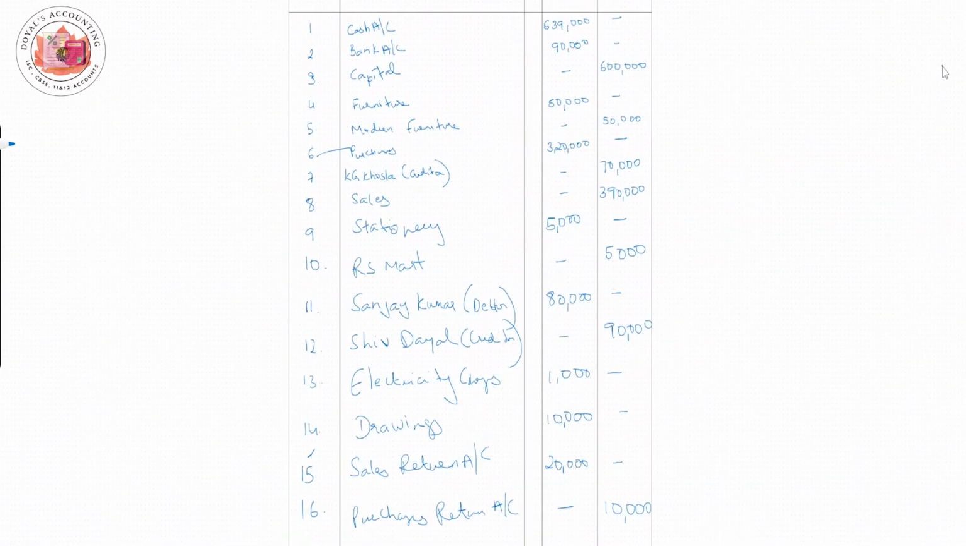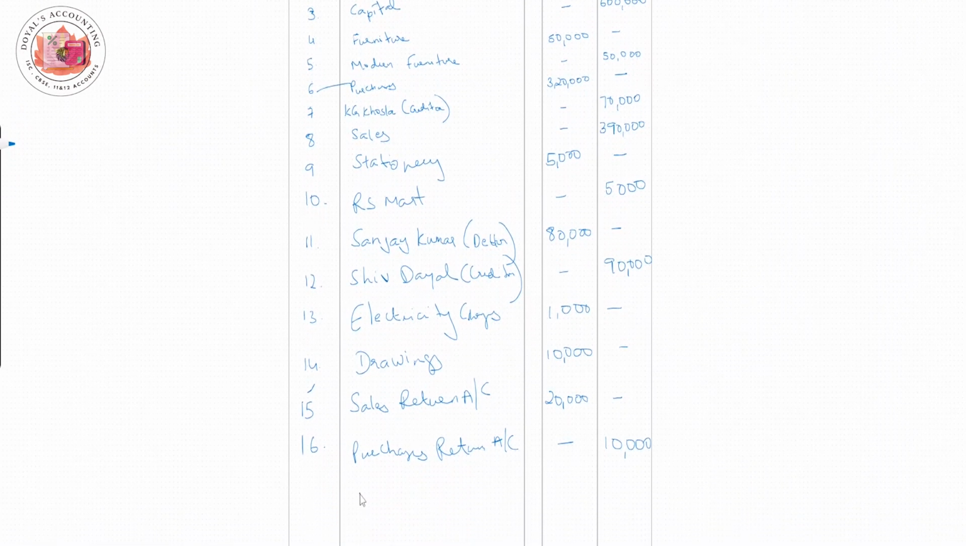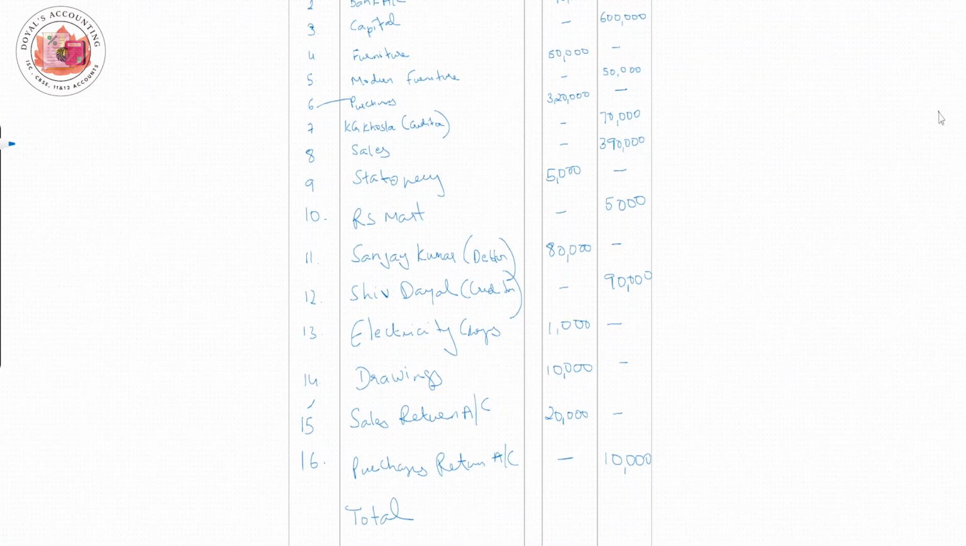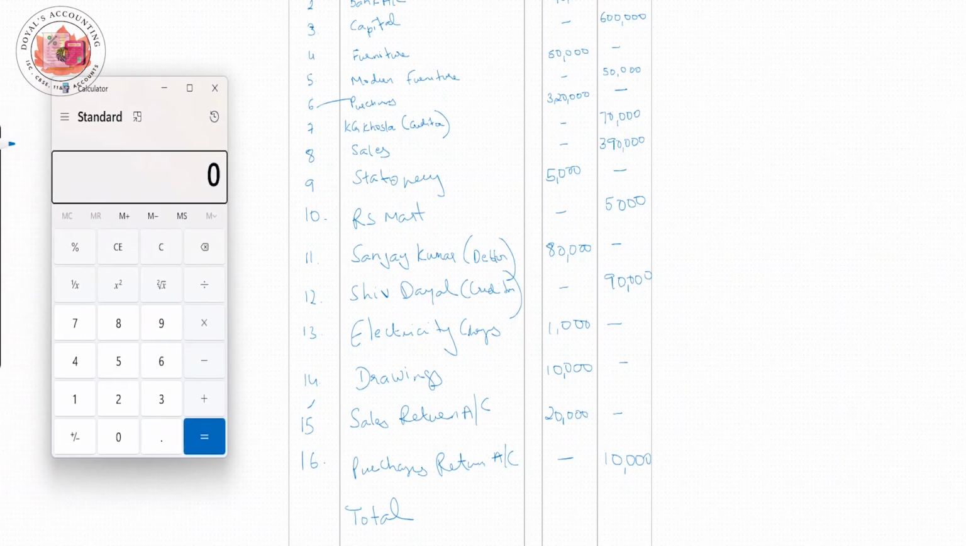Now, in our trial balance, we have to calculate the totals. And the total of the debit column has to equal the total of the credit column. That means you have recorded all your transactions completely. But if there is any error or any discrepancy, then you have made a mistake somewhere, and then you have to find out where the error possibly is. So let's first calculate the total of the debit side.